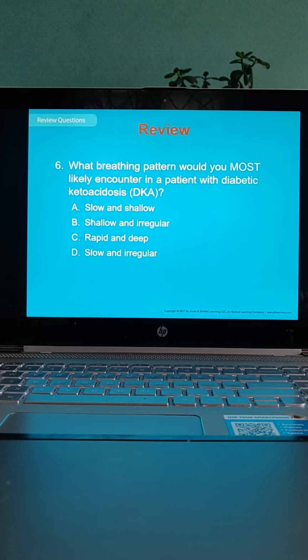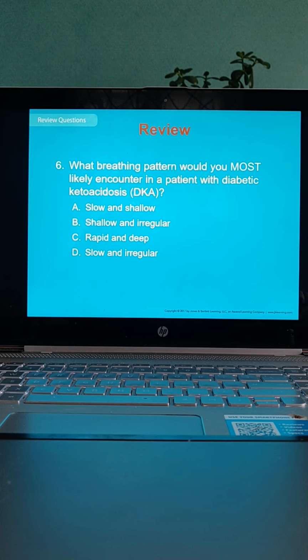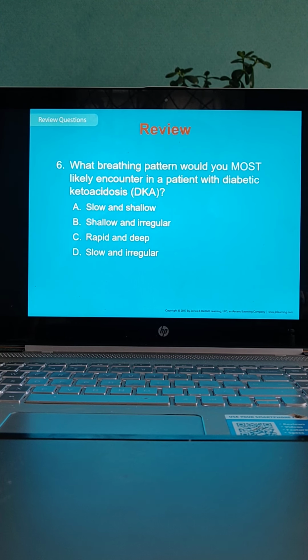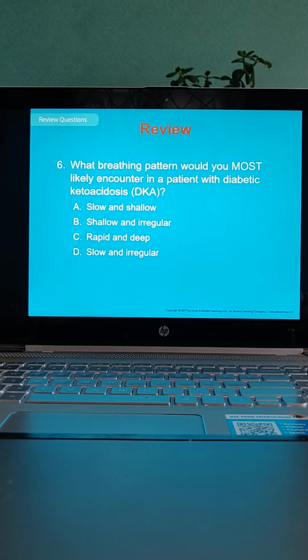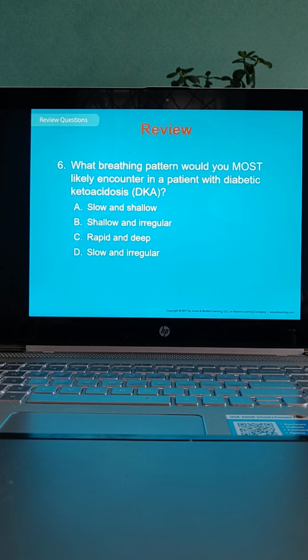Next one. What breathing pattern would you most likely encounter in a patient with diabetic ketoacidosis? Remember, that's diabetes 1. And it's because of the DKA, the diabetic ketoacidosis, their blood sugar level is probably over 400. Again, trying to get rid of the ketones because the body's burning body fat. Acid waste is the byproduct. Would it be slow and shallow and irregular, rapid and deep, or slow and irregular? C.